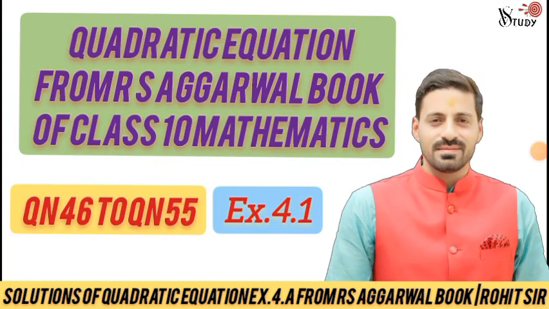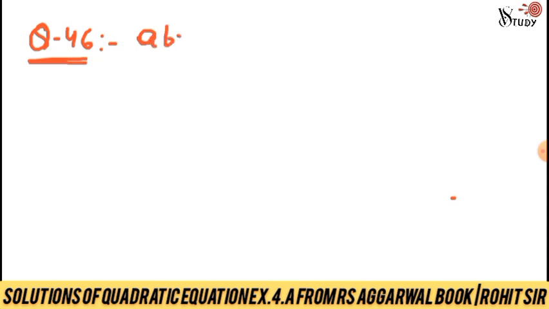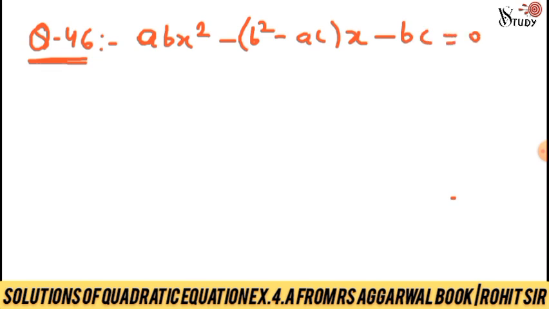Question number 46 from R.S. Agarwal book of class 10th. Chapter name is quadratic equation exercise, and the question is abx square minus (b square minus ac) x minus bc is equal to 0.